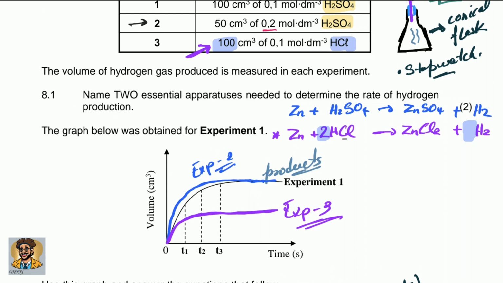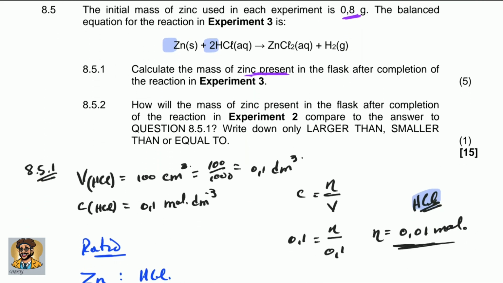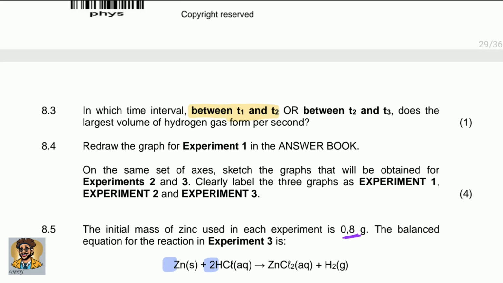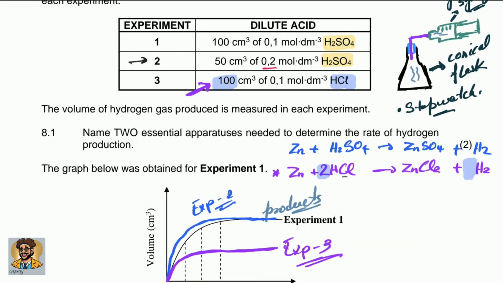In this case, you need now double the amount of acid in order for you to use that zinc. So in this case, guys, we are going to have a smaller than. The answer here is smaller than. I'm going to just highlight it here. You need double the amount of acid to use the same amount of zinc.